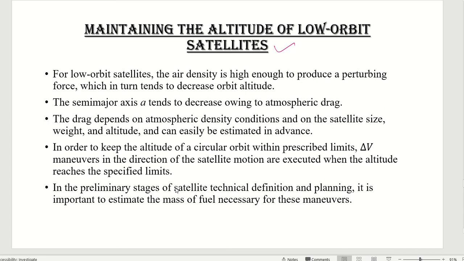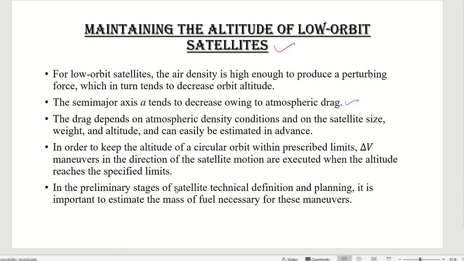So the perturbing force acting along the satellite will cause the orbital decay of the satellite. The satellite will move towards the Earth, and the orbit altitude will decrease during the motion. There are many factors such as weight, altitude, etc. The semi-major axis a tends to decrease owing to atmospheric drag.